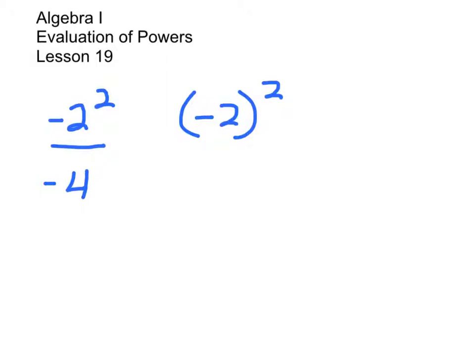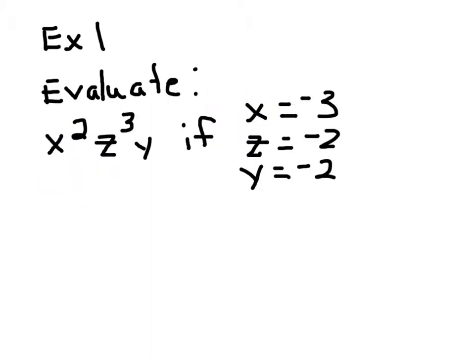Now on the expression on the left, since it's in parentheses, I would read this as a negative 2, squared. So whatever's in the parentheses, I'm going to square. So I'm going to take a negative 2 times a negative 2, and in this situation, I get a positive 4. All right, let's take a look at example 1, and let's get to the main topic of this video, which is evaluation of powers.